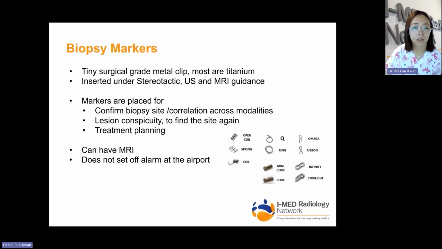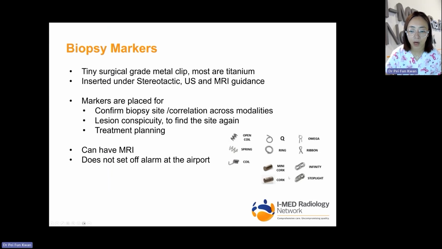So biopsy markers, I just want to briefly touch on this, because often when we say to the patient, we need to leave a little biopsy marker, a lot of patients will have some resistance to having any metal clips living inside their breast. It is a tiny surgical grade metal clip, as most of them are titanium. It can be inserted under stereotactic guidance, ultrasound guidance, or MRI guidance.